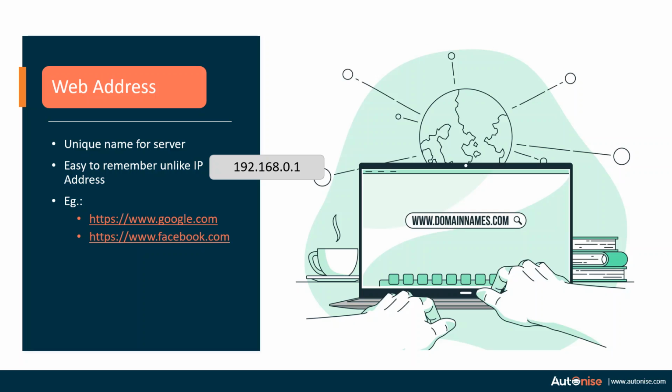For example, a web address can look like https://www.google.com or facebook.com. So the takeaway is the web address corresponds to an IP address, which is the name of a computer.